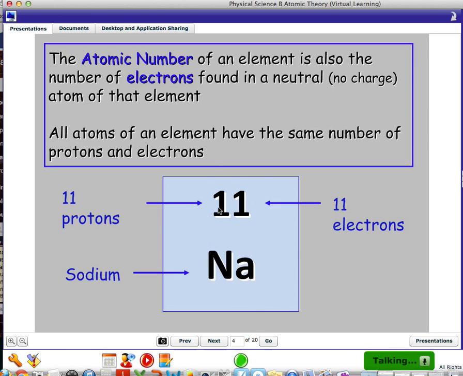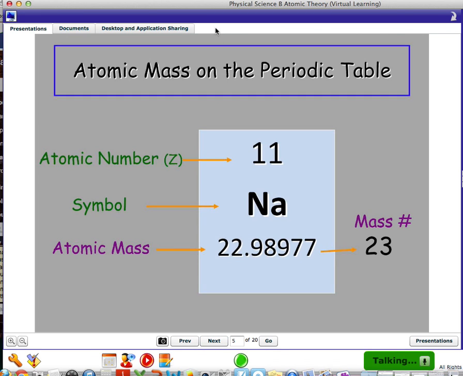In each box, it also includes what we call a symbol. A symbol, the first letter is always capitalized. Second one, if it has it, is lowercase, and that symbol is specific to each element. Next, underneath the symbol is a number. This number is what we call the mass number or the atomic mass number or the atomic mass unit.